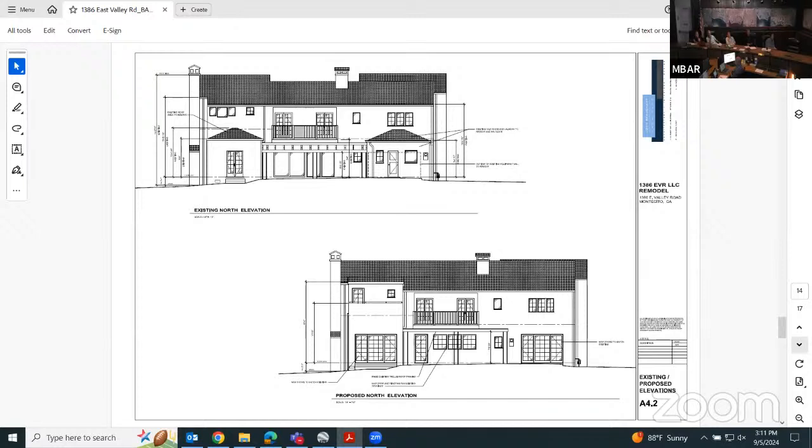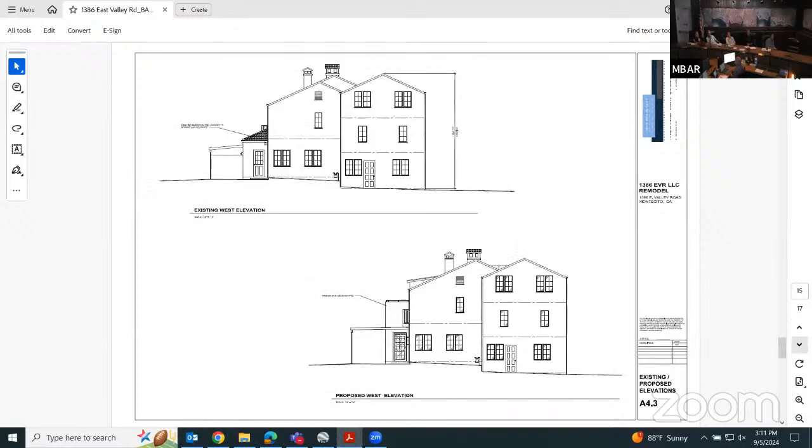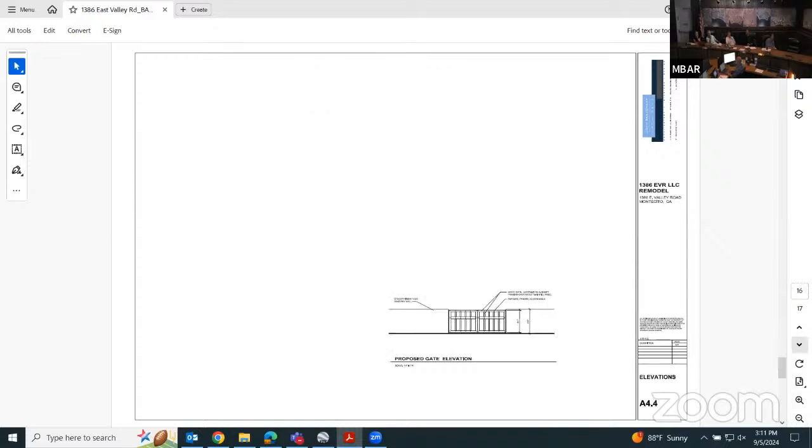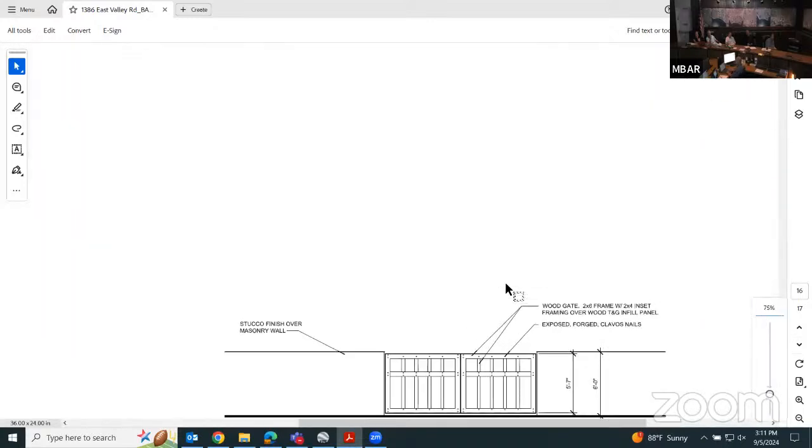And go to the next. No real change to this elevation except the removal of that other small hip that's there. And this is, you have to zoom way in. This is a proposed gate.